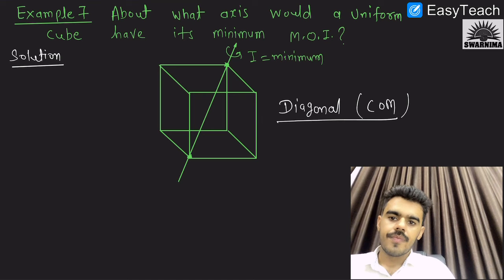So the axis which is passing through the diagonal has the minimum moment of inertia in a uniform cube. Why does this occur? This occurs due to the distribution of mass. So mass is closer to the diagonal axis as compared to any other axis which is passing through the center of mass.